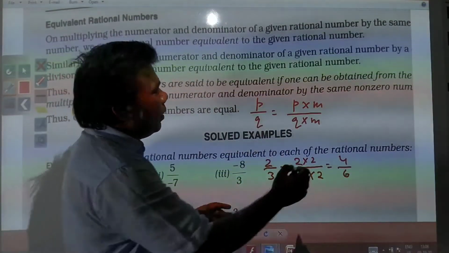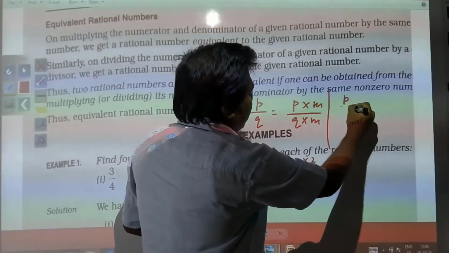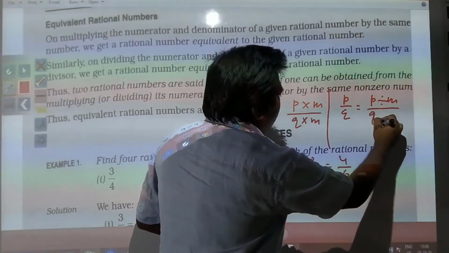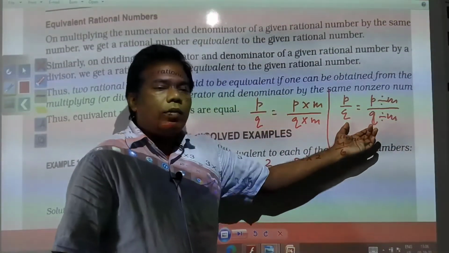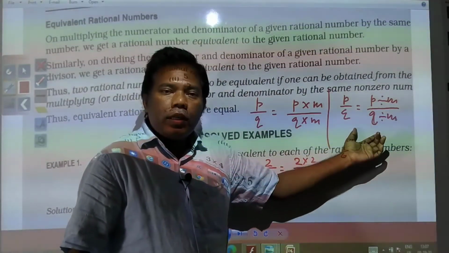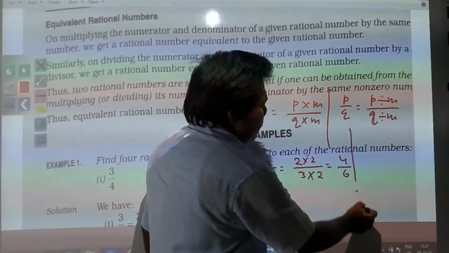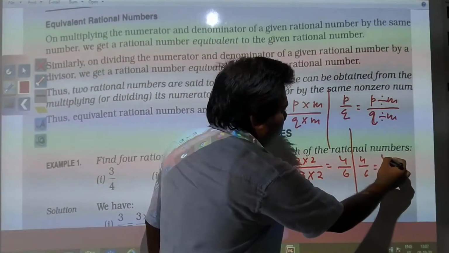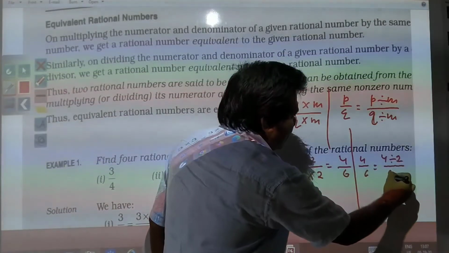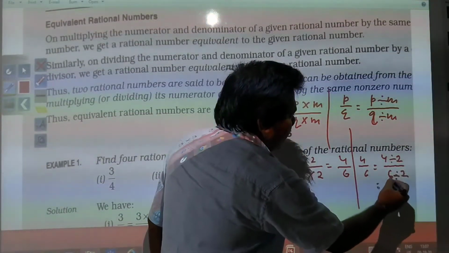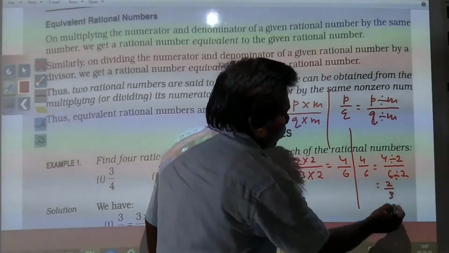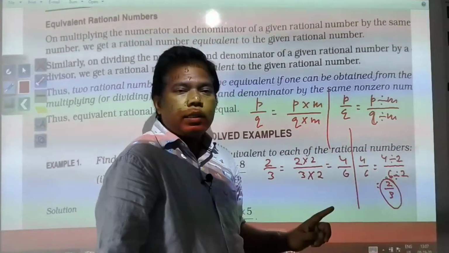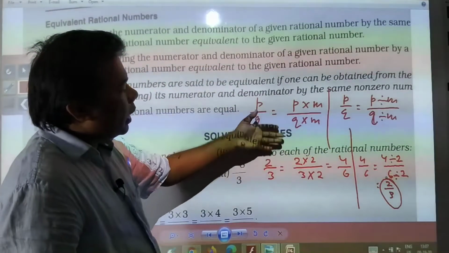In the same way, if you are dividing, p by q will be equal to p divided by m by q divided by m. Again you will get equivalent rational numbers, and the number will not be changed. See an example again. Take the same example, 4 by 6. If 4 is divided by 2 and 6 is divided by 2, what will you get? 2 by 3. So 2 by 3 will be called the equivalent rational number of 4 by 6. You had already seen these things in the last class.